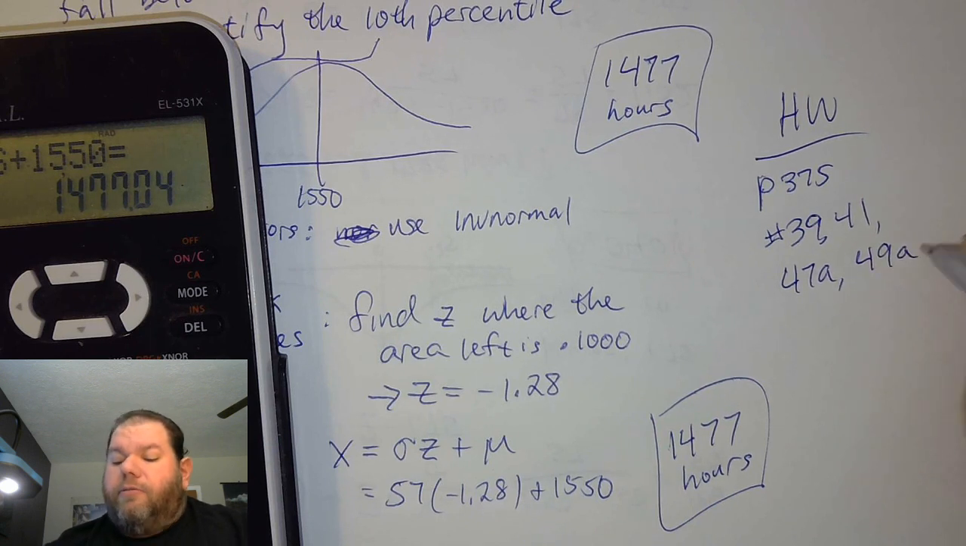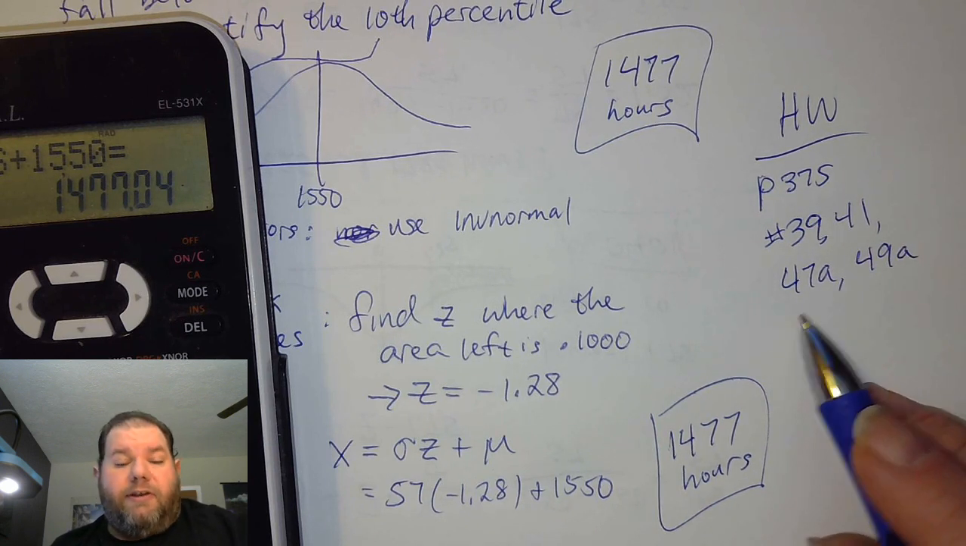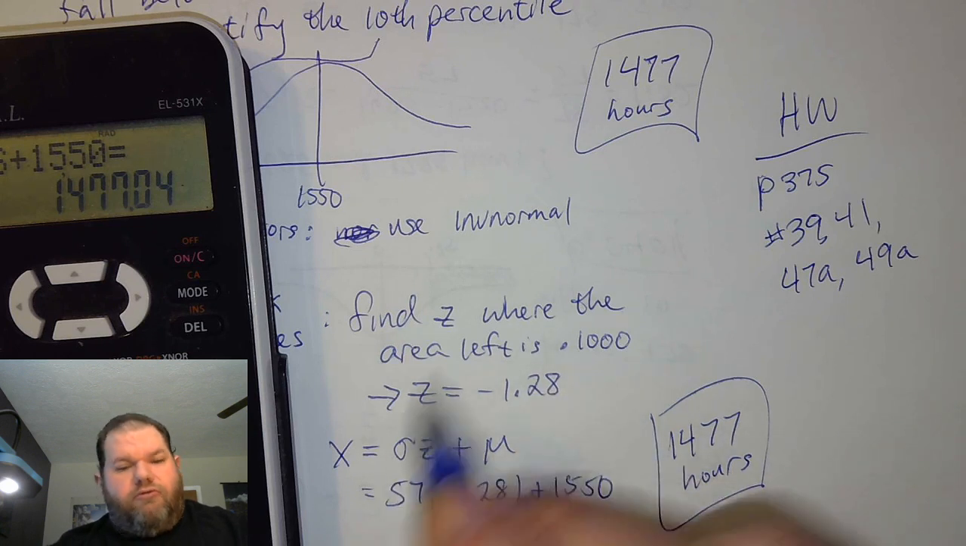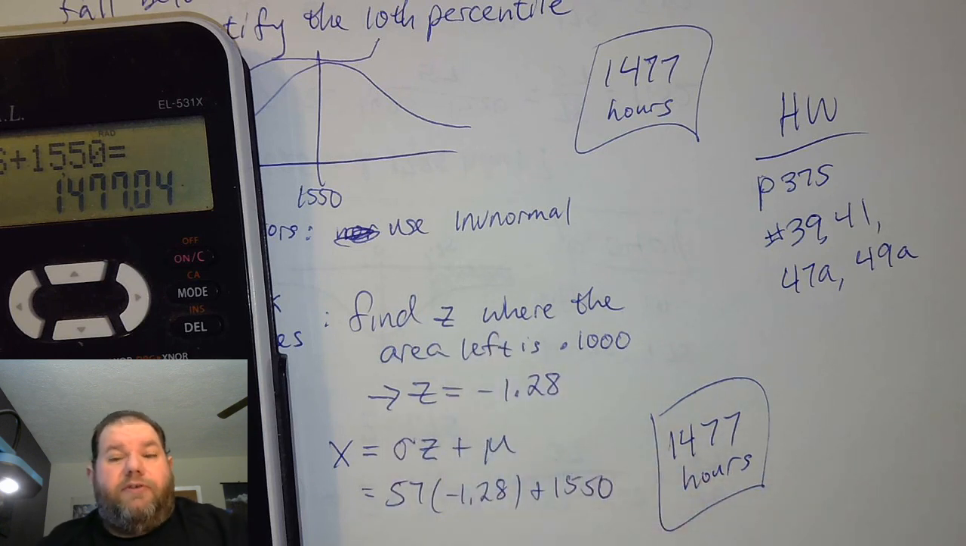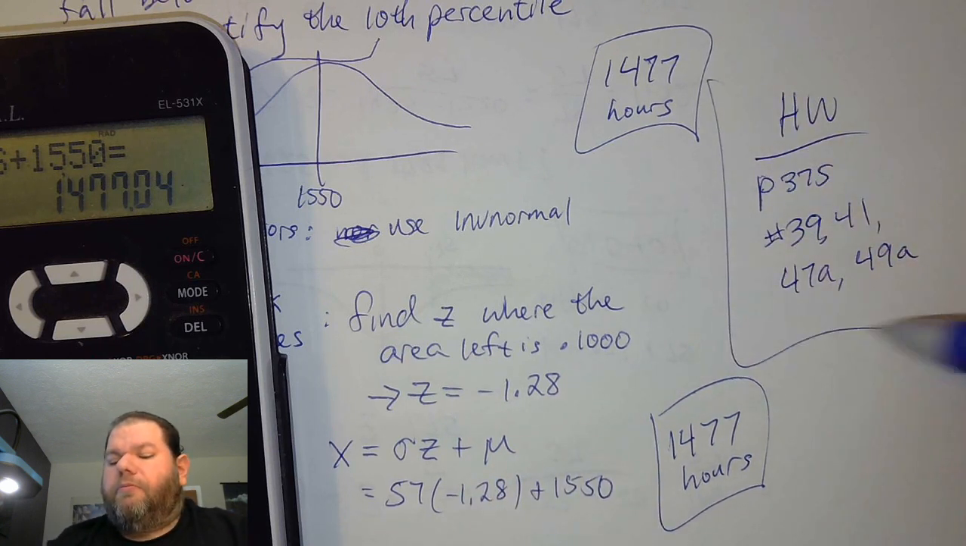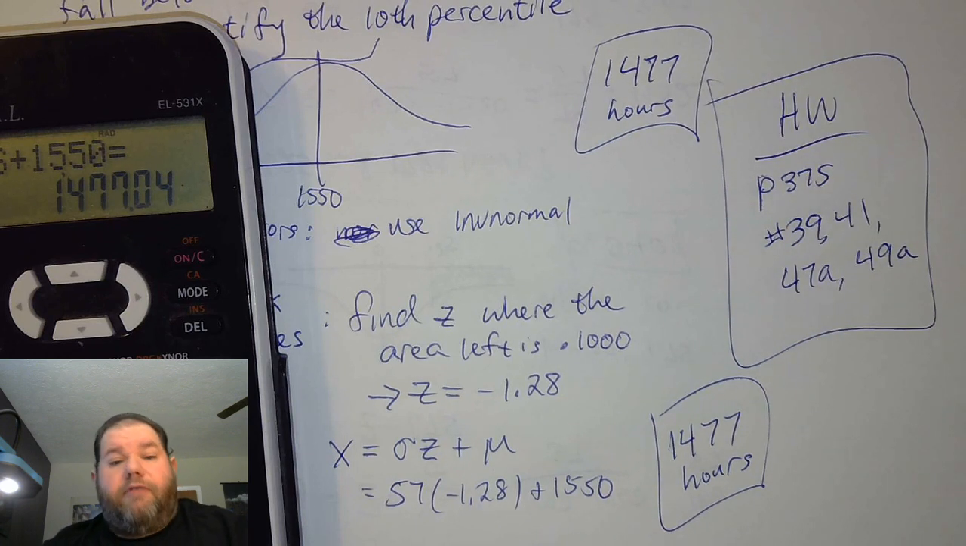Now those last two problems are problems on percentiles, and so it's this reverse lookup like we were just talking about in this last problem. So go ahead and try those out using the inverse normal function of the calculator, or like we did this last part here. Alright, and that wraps up chapter 7 for us, so next time we will be starting chapter 8. Alright, are there any questions?